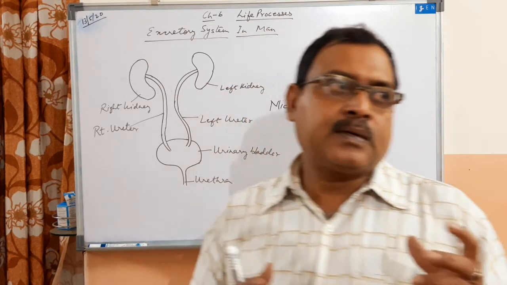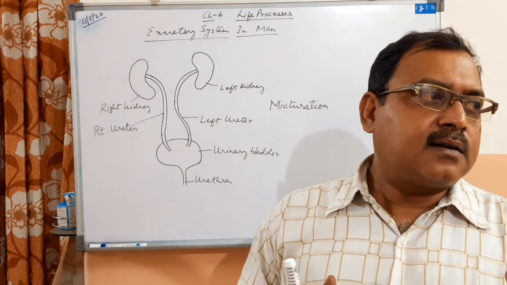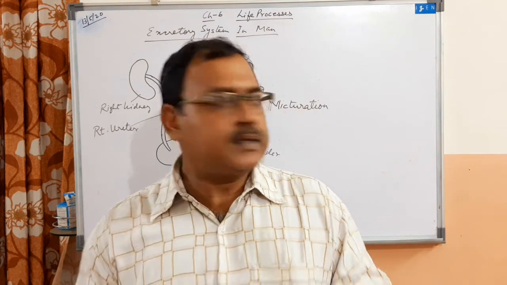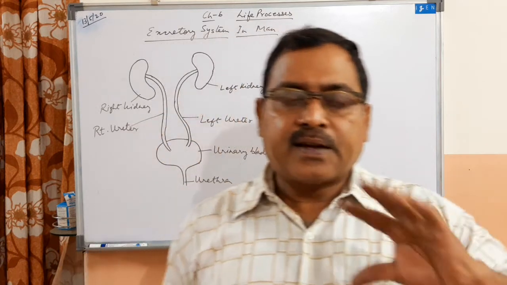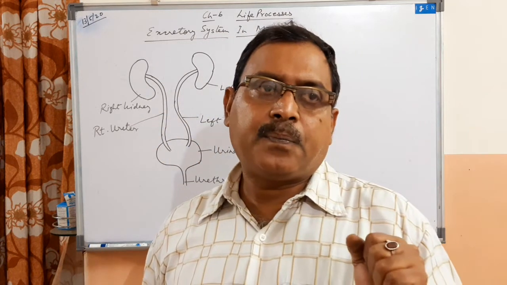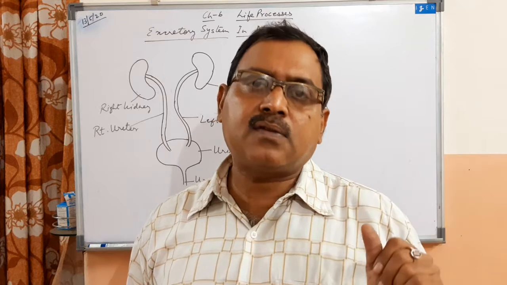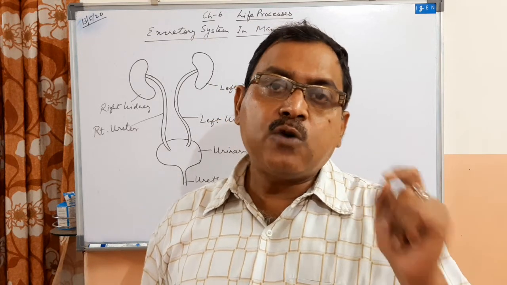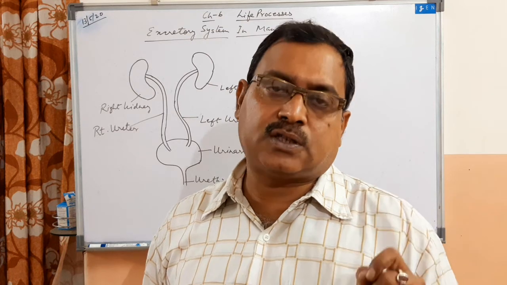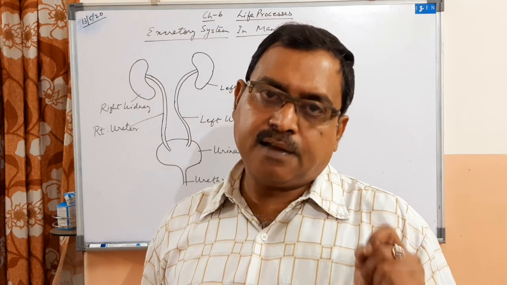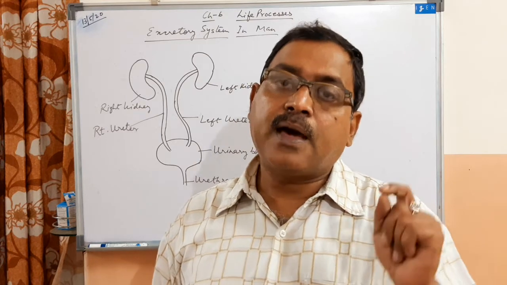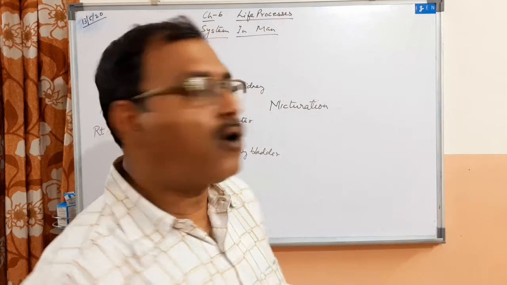Now, urine is formed in this kidney. The kidney is made up of millions and millions of very small tubules, which are called uriniferous tubules. Clear? Uriniferous tubules. They are also called nephrons.